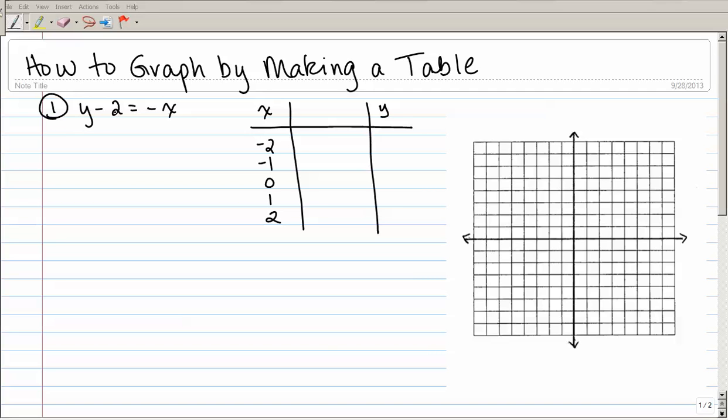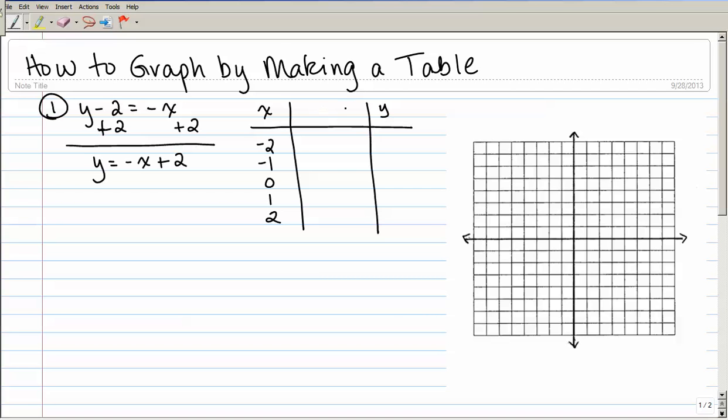So notice I have y minus 2, so I will add 2 to both sides of the equation. And that gives me the equation y equals negative x plus 2. Now I'm going to make a table. I have an x column where the x values that I will plug in are from negative 2 to 2.